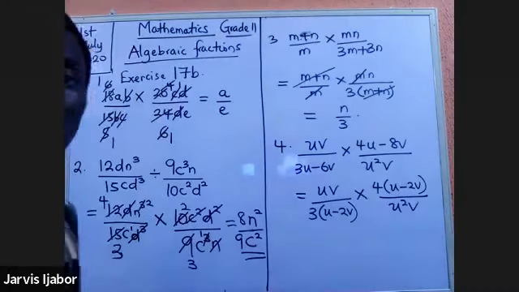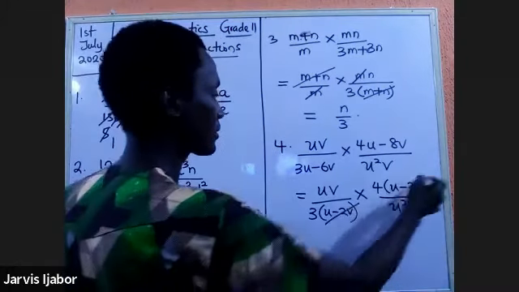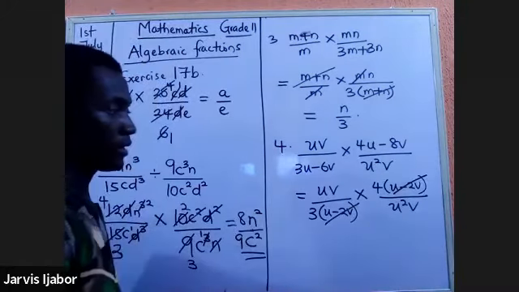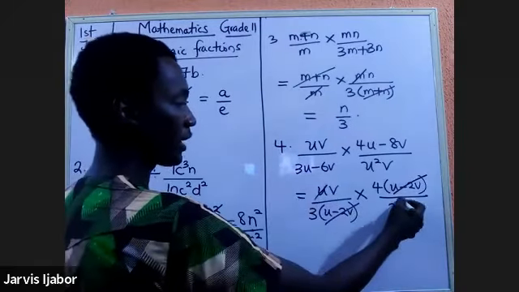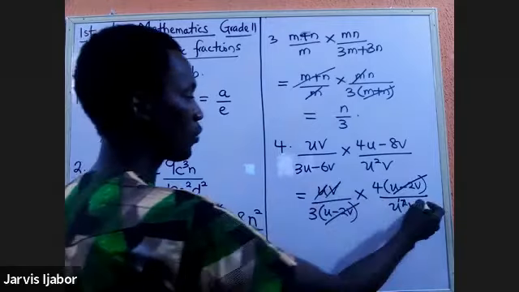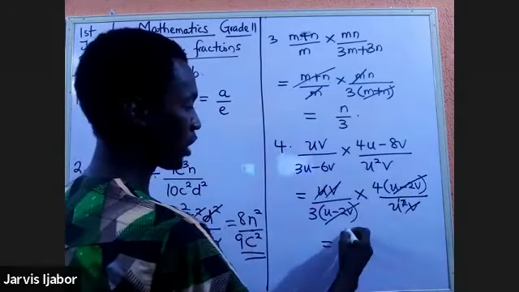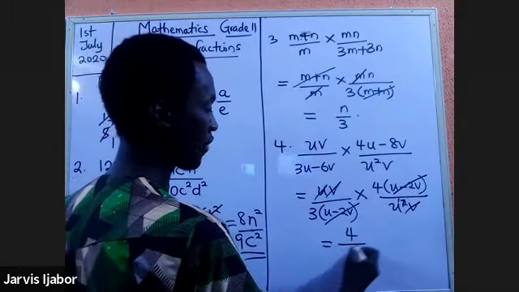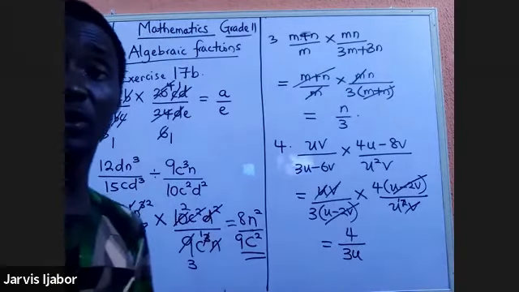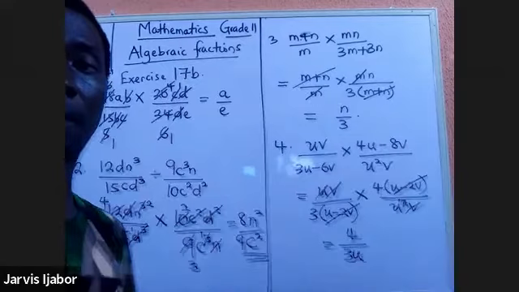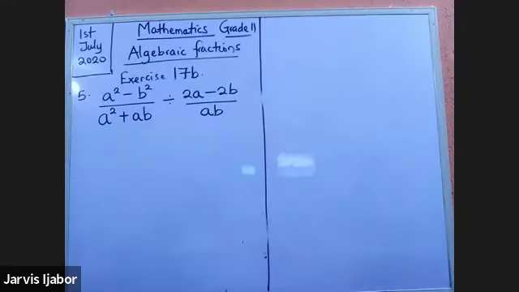If you look at this closely, you can cancel this, and you can cancel one of the u here, and it will cancel here. The v's will go, and as such, the answer becomes 4 over 3u. That's what the answer will be for that. Now to our next question.